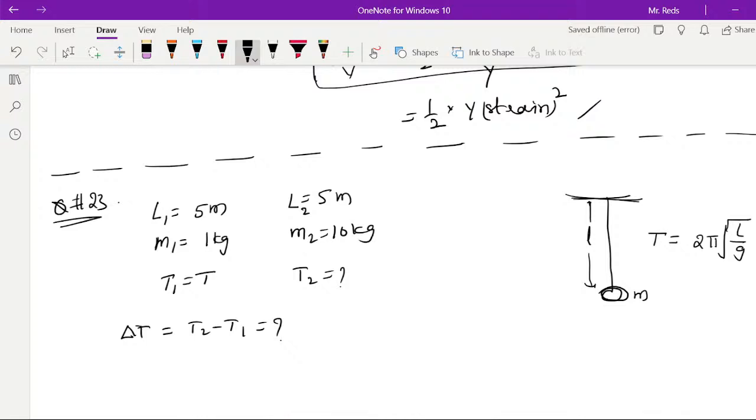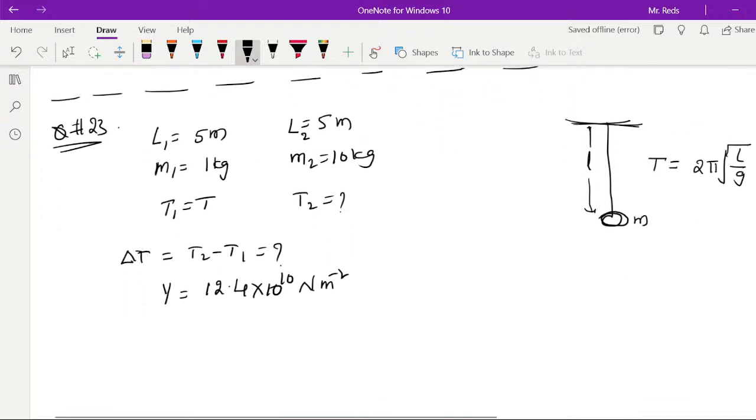Young's modulus is given here, so you have to make use of Young's modulus in calculating this. Young's modulus of the material of the wire. The wire is made of copper, so Young's modulus of the copper wire is given in Newton per meter square or Pascal. So how to find this? As we have discussed, you should remember what the time period is.